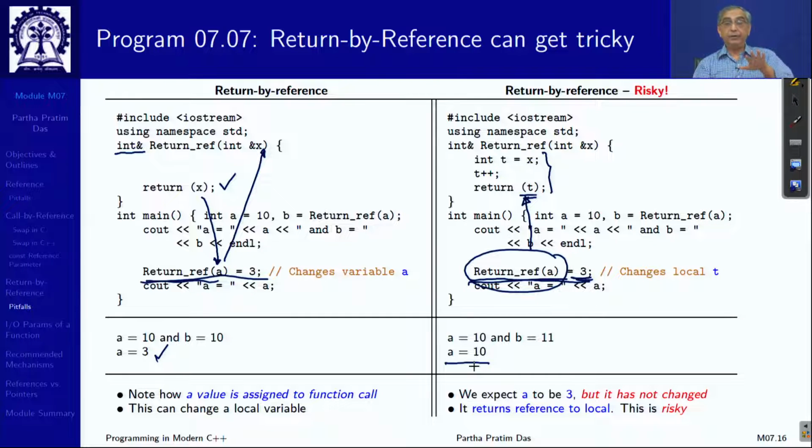So, this can get you into really, really big trouble. So, the thumb rule to remember is, when you return by reference, never return a local variable. Right?